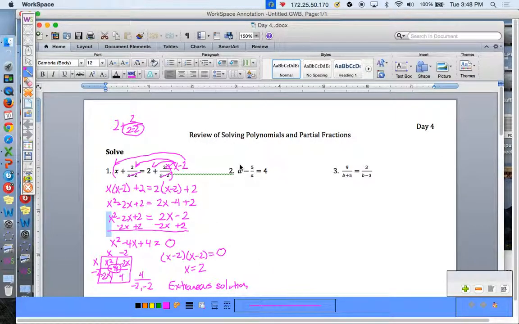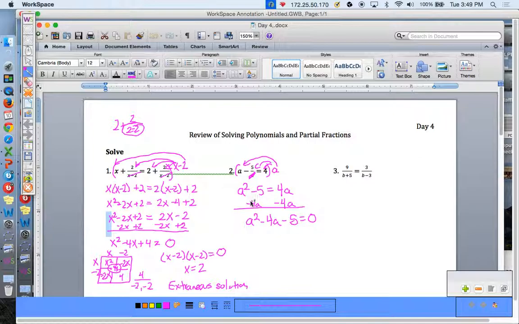Now the second one here, let's see, our denominator is a. So when we multiply that into everything, a times a is a squared, minus 5, the a's would reduce down to 1, equals 4a. It's a quadratic, so we set it equal to 0. So we have a squared minus 4a minus 5 equals 0.